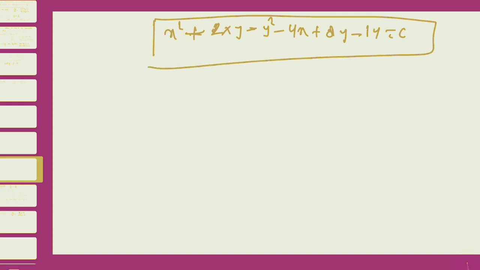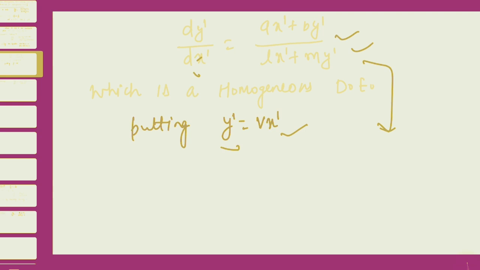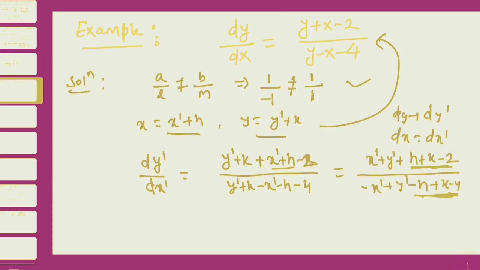Okay, so our main question: first of all, we were given a non-homogeneous differential equation because this function is not homogeneous. So we convert non-homogeneous to homogeneous, then we solve with the same approach we have done in the previous lecture.